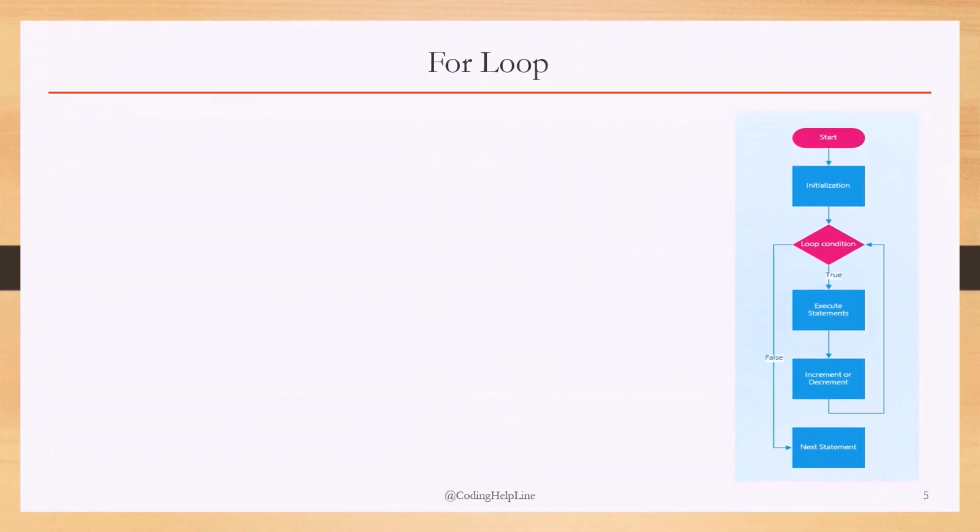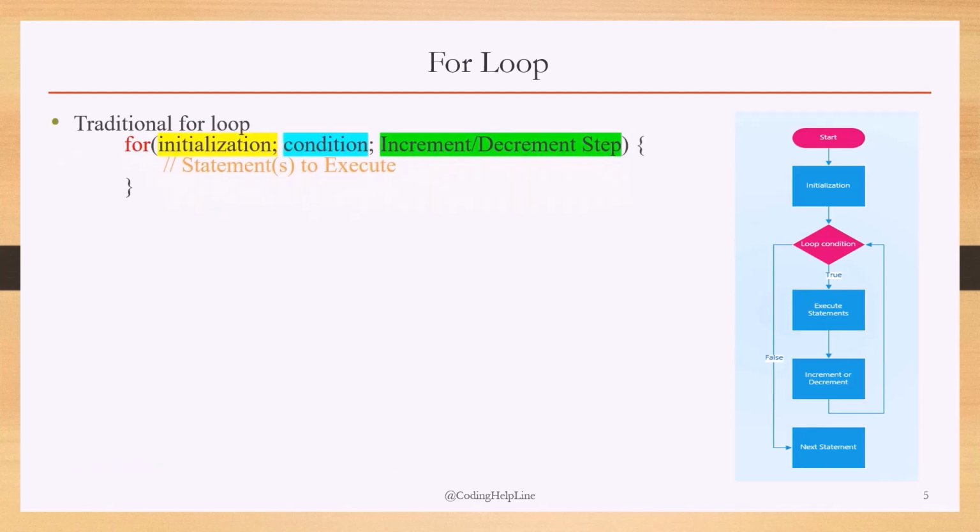So for loop, this is the flow chart. This is how it works: start, initialize, loop condition checked, and if the condition is true, it executes the statements, then it increment or decrement and go back to the loop condition to evaluate it for the next iteration. Once this becomes false, it go to the next statement and the loop ends.